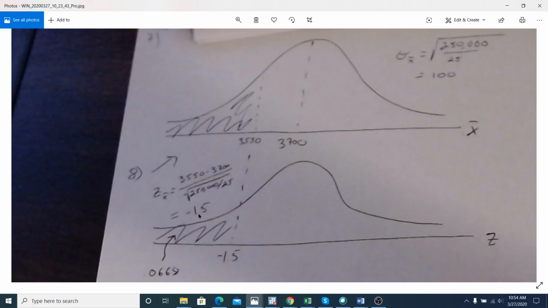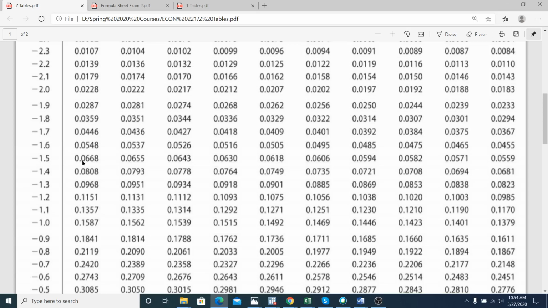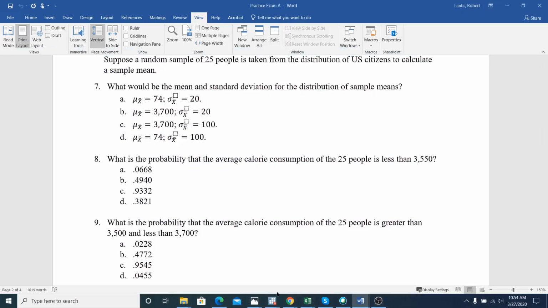So I get this z-score, and it's kind of faint here, you can't quite see. It's not negative 15, it's negative 1.5. So I then look up in my standard normal table negative 1.50, the area to the left is 0.0668, and that's my answer. So 8 would be A then.